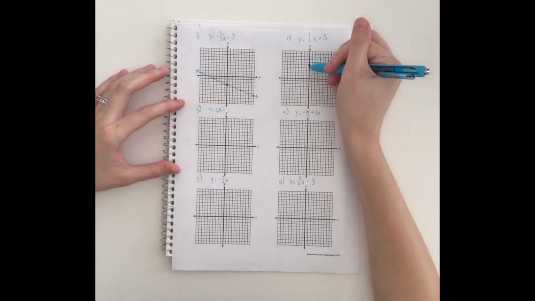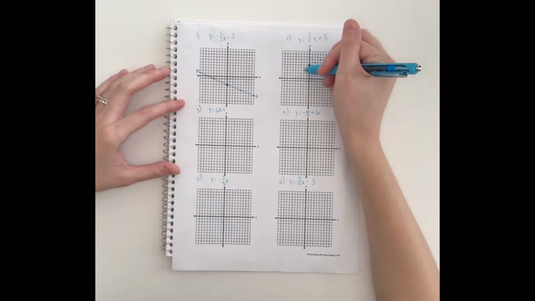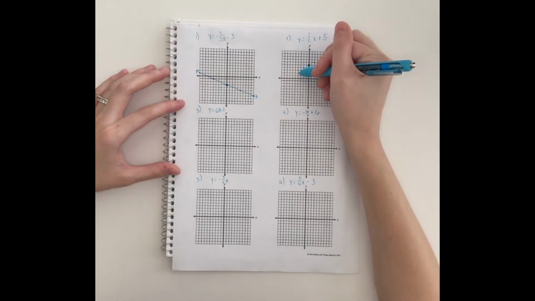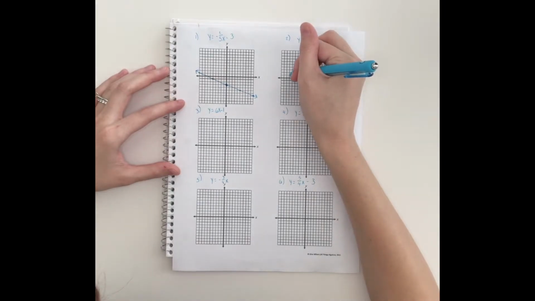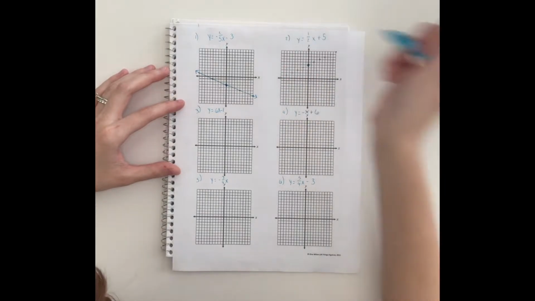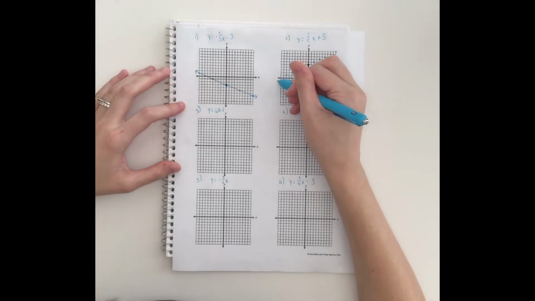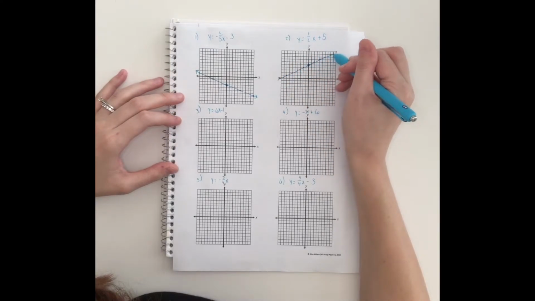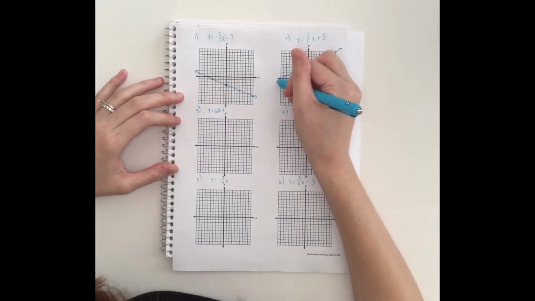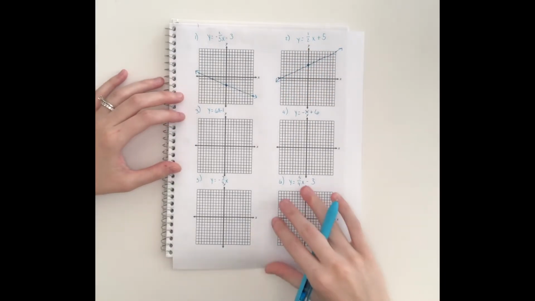Same thing here, down 1 over 2, down 1 over 2. And I think you get it by now. Once again, you always want to draw that line. You do not want to just have your points. You always want to connect all of those points and have your arrows. There you go.